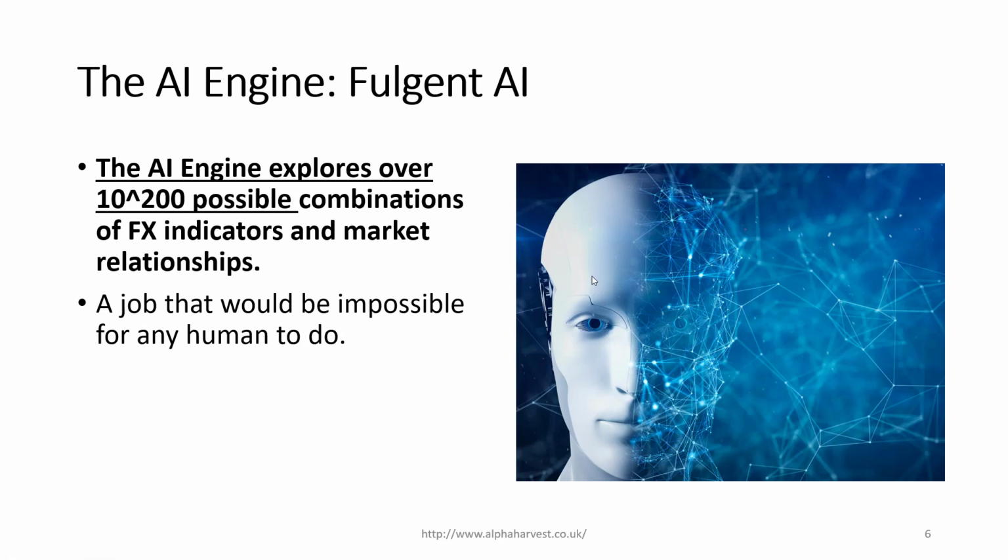Now for those of you that are new to artificial intelligence, the engine we're using is the Fulgent AI, and in a nutshell, or the tip of the AI iceberg, the AI engine explores over 10 to the power of 200 possible combinations of FX indicators and market relationships. Now this is simply not possible to do as a human on your own. You really need the power of the computer.